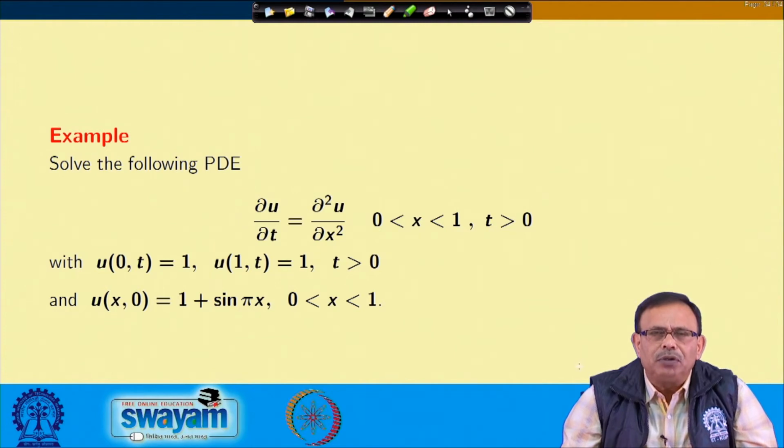Since x lies between 0 and 1, the question of using any transform, whether Laplace, Fourier cosine or sine, does not arise at all, because for the Laplace transform the independent variable should vary from 0 to infinity, as well as for Fourier sine and cosine transforms, whereas for the Fourier transform the independent variable should vary from minus infinity to infinity. Again, if you closely look at this problem, t is greater than 0, that means the range of t is from 0 to infinity.